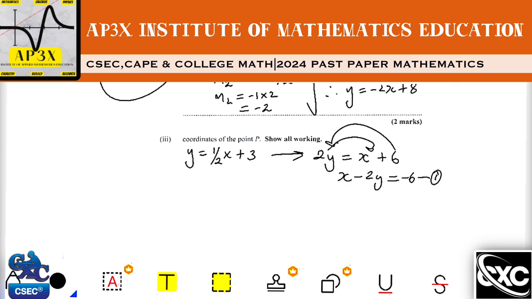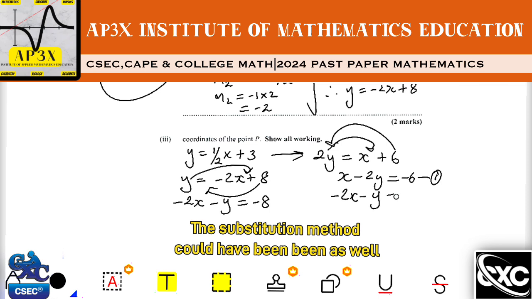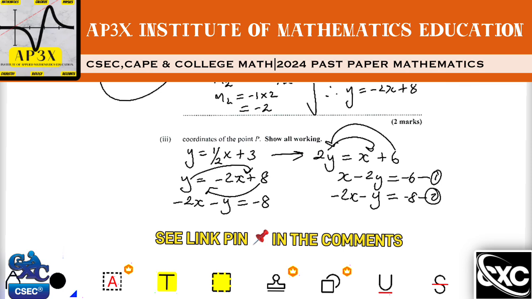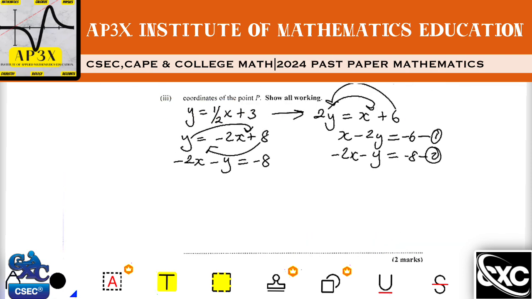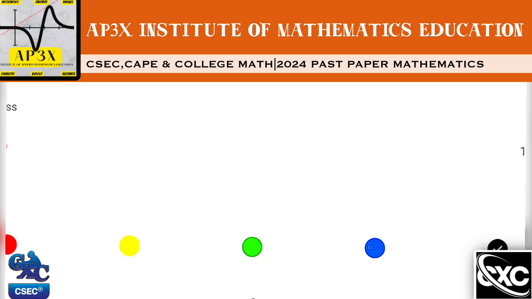Then my last equation here, we have it as y equals negative 2x plus 8. I want the x first, so I'm going to fix this up and say negative 2x, bring the y over here, I get minus y, and bring the 8 back over here, I get equal to negative 8. So I have this equation here, negative 2x minus y is equal to negative 8, and that becomes equation 2.